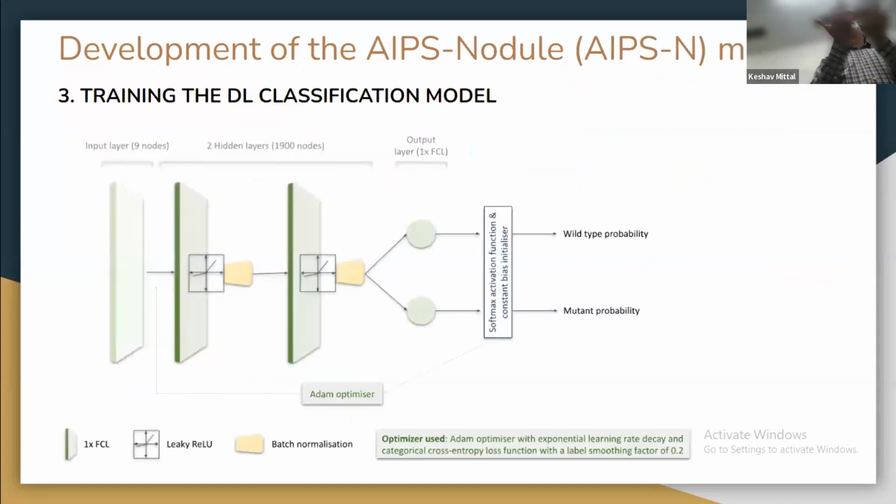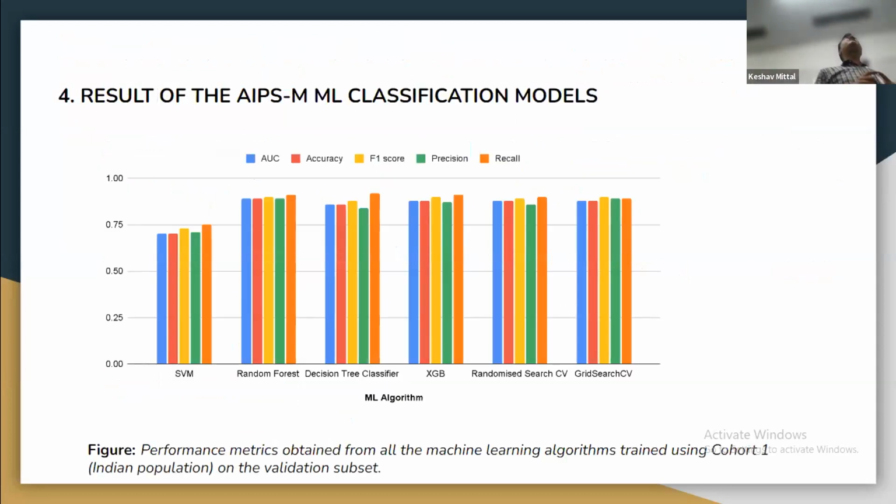Then we integrate those. We combine those models. And now we have the performance. Then we tested those models on certain data sets. And what you see on the graph are the performance metrics. So we studied AUC, we studied F1 score, we studied accuracy, we studied precision, we studied recall. These are all standard parameters to evaluate the performance of machine learning systems.